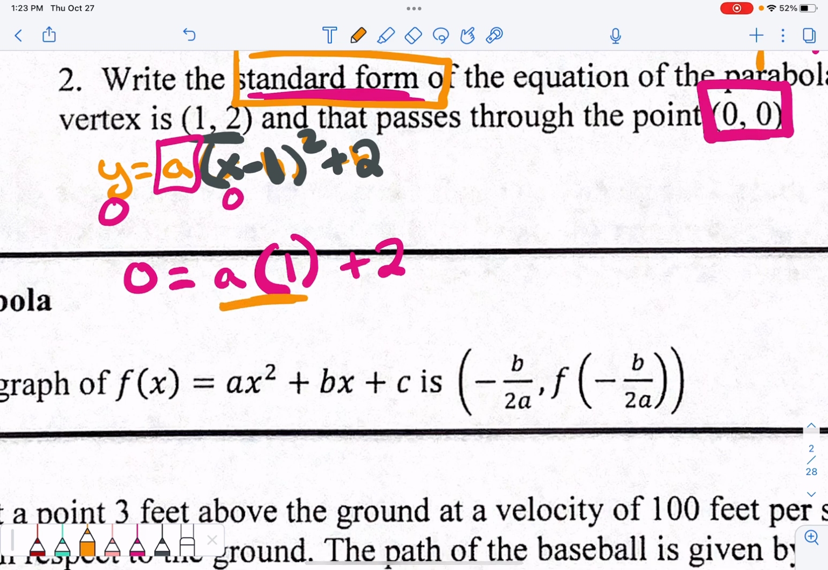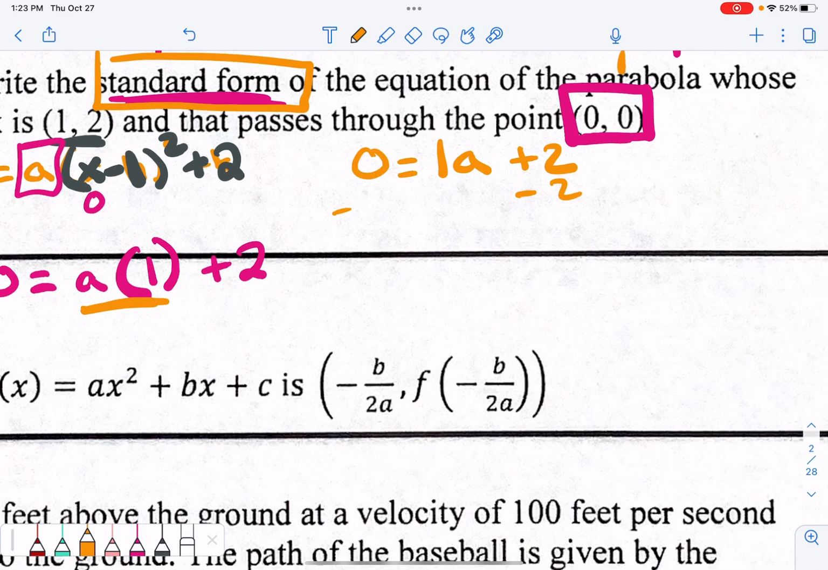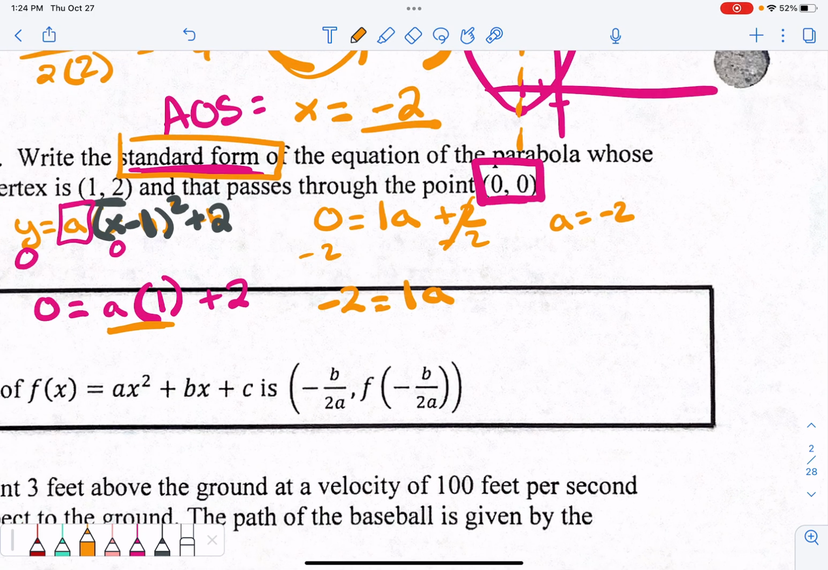This is a times 1, so this is like 0 equals 1a plus 2. I'm going to subtract the 2 first, so negative 2 equals 1a. Divide by 1. So a equals negative 2.